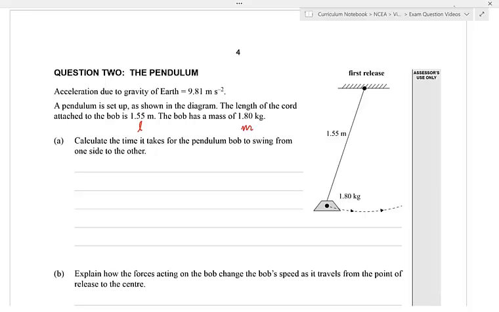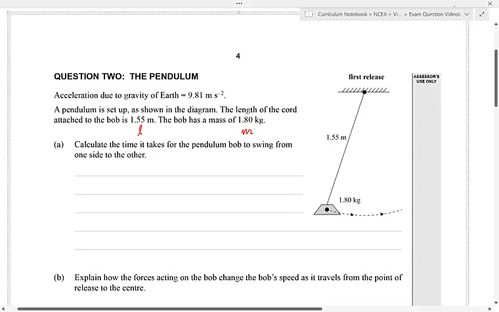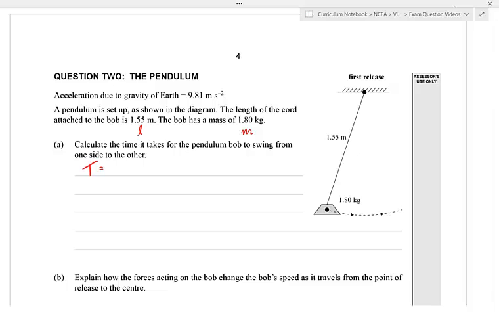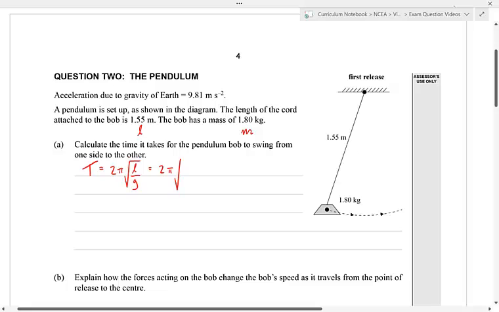Calculate the time for the pendulum bob to swing from one side to the other. So one side to the other, that's half of a full swing, so that's going to be half of a period. So we'll first find the period. T is equal to 2 pi square root L over g, which is 2 pi square root, and the length was 1.55, and g is 9.81.